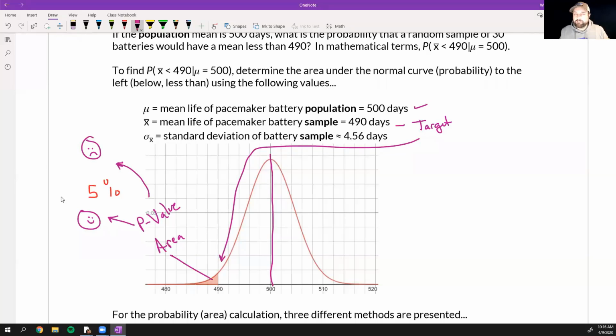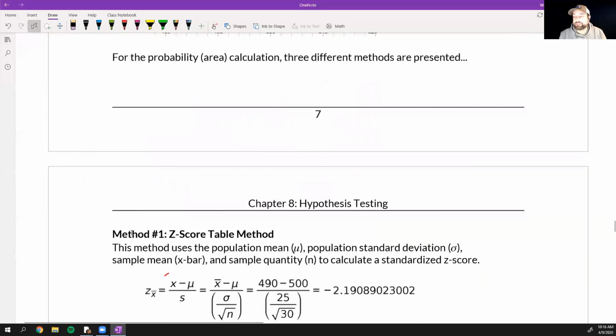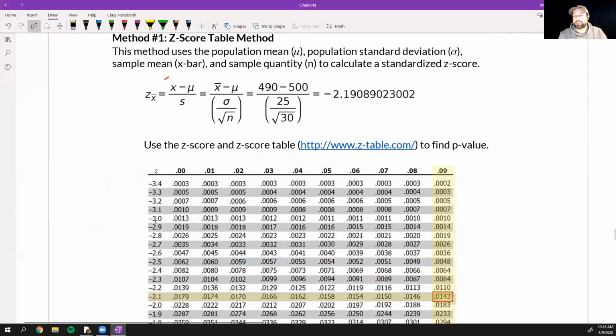We need to find this area, and it's either above 5% or below 5%. So how do we find this area? And you guys probably have knowledge of how to do this. So the first way we could use is the z-score. So you could subtract the means, which we did here. So this is the sample mean. This is the population mean. You subtract those, and then you divide by the population standard deviation divided by the count of samples. And that gives us a z-score.